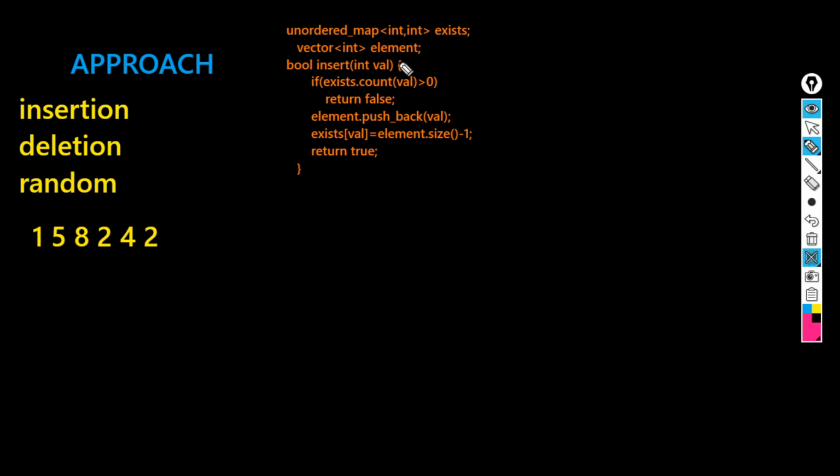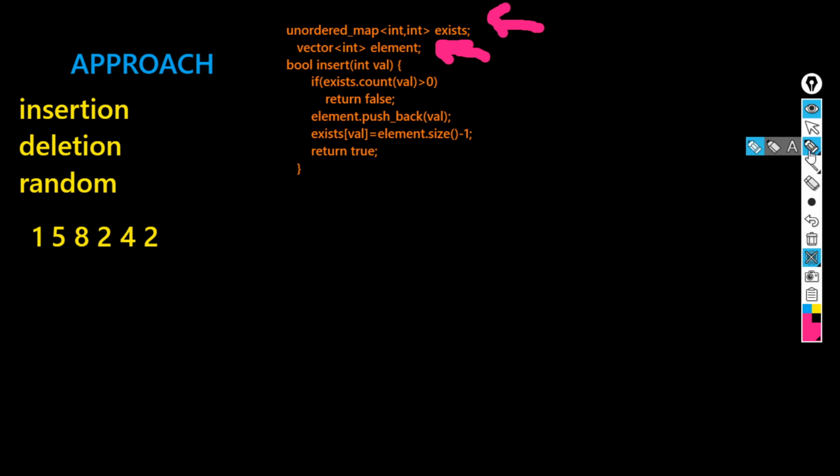First of all, we have to initialize two variables. First an unordered map, named exists, and second a vector named elements. Elements will store all the elements, exists will store the index of each element. Before insertion we will check whether the value already exists. If it exists, then it will return. If it does not exist, it will be pushed back into the array.